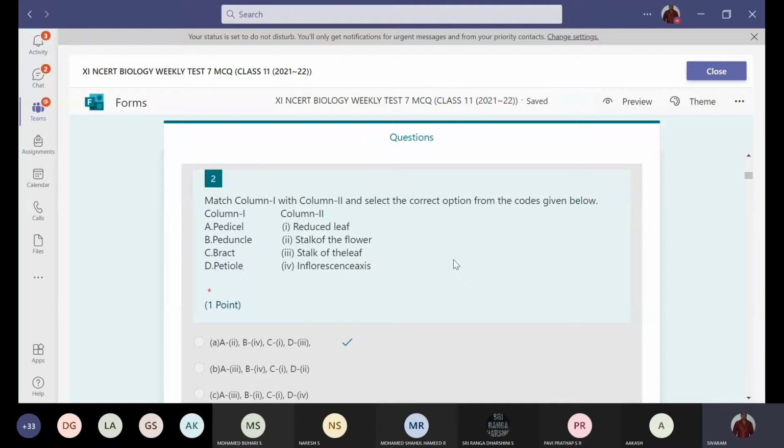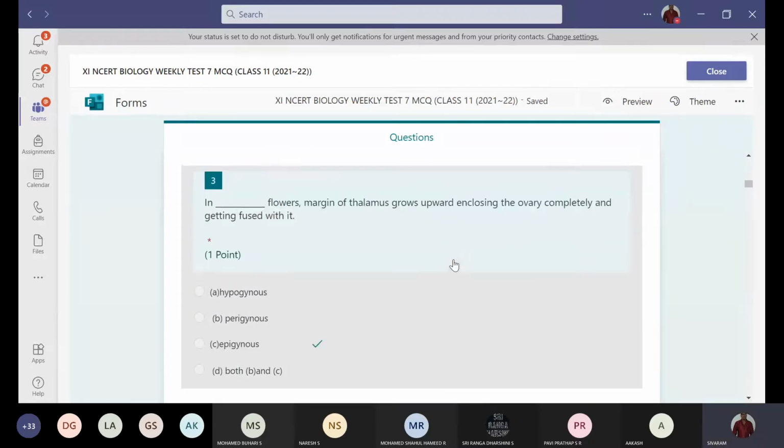Okay, bract. Bract is nothing but a reduced leaf. Whereas a petiole is a stalk of the leaf. Petiole is a stalk of the leaf. So that is the option. And next, the third question.